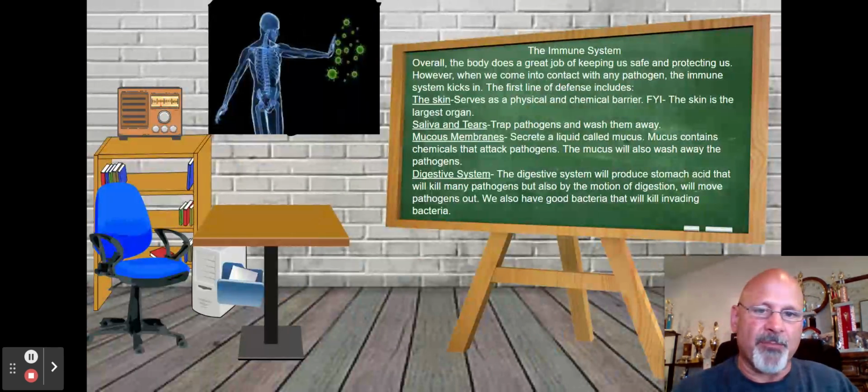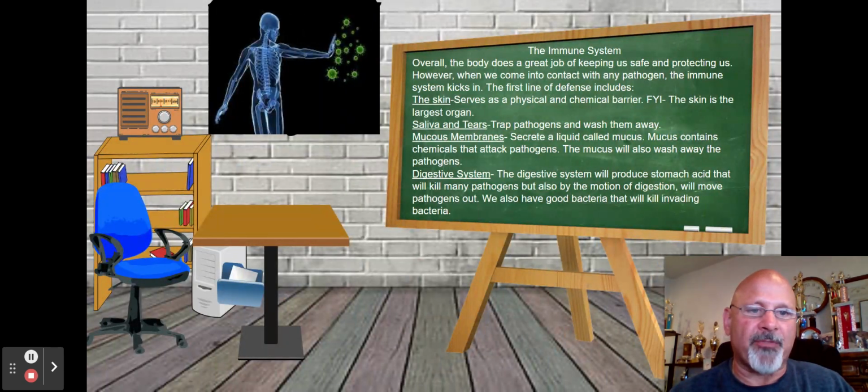The immune system. Overall, our body does a great job of keeping us safe and protecting us. However, when we come in contact with any pathogen, the immune system kicks in. The first line of defense includes the skin. This serves as a physical and chemical barrier. For your information, the skin is the largest organ in or on the body. Saliva and tears trap pathogens and wash them away.